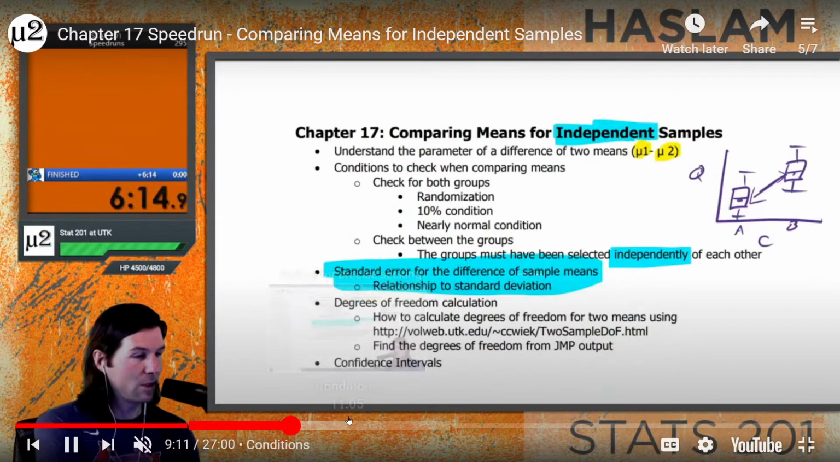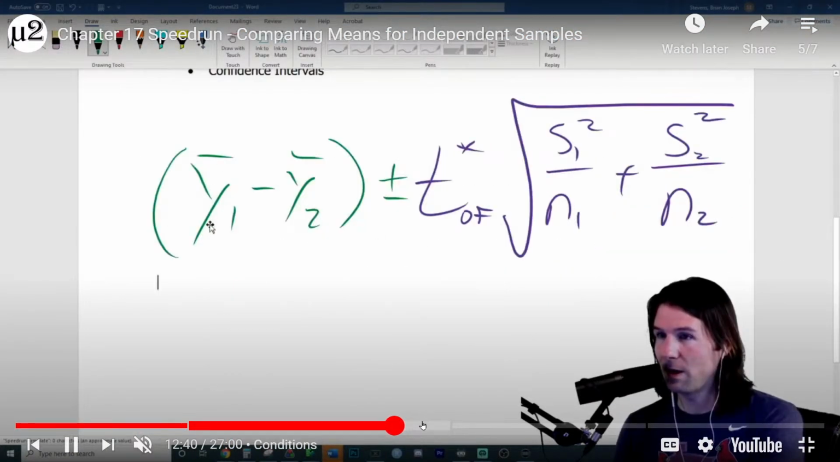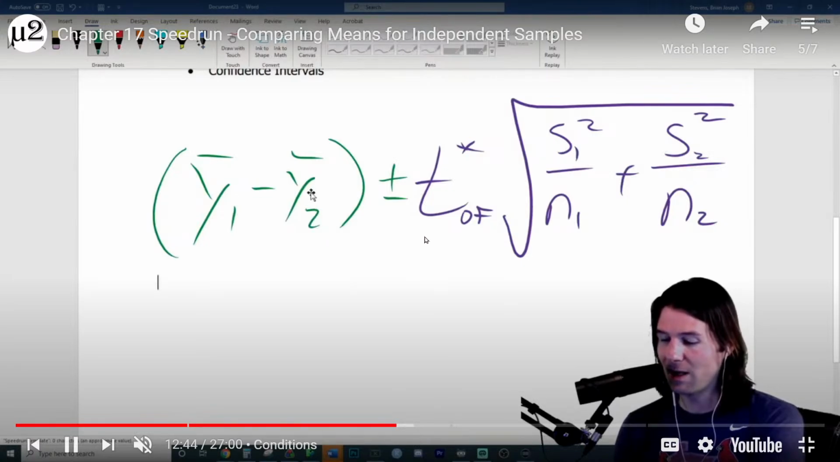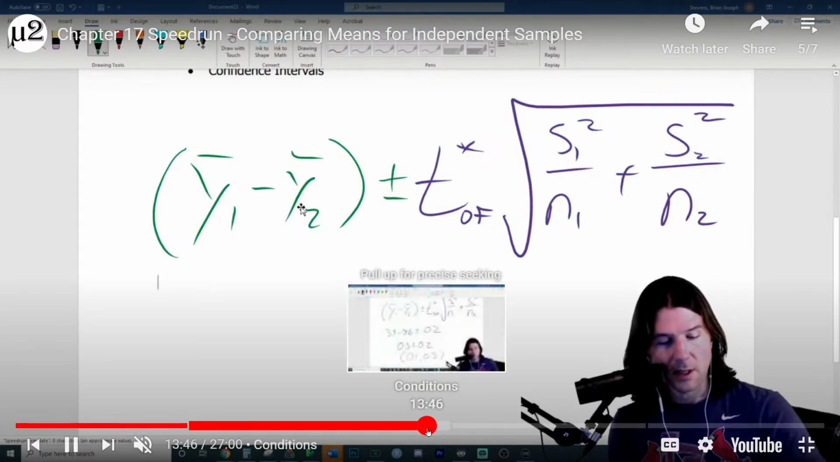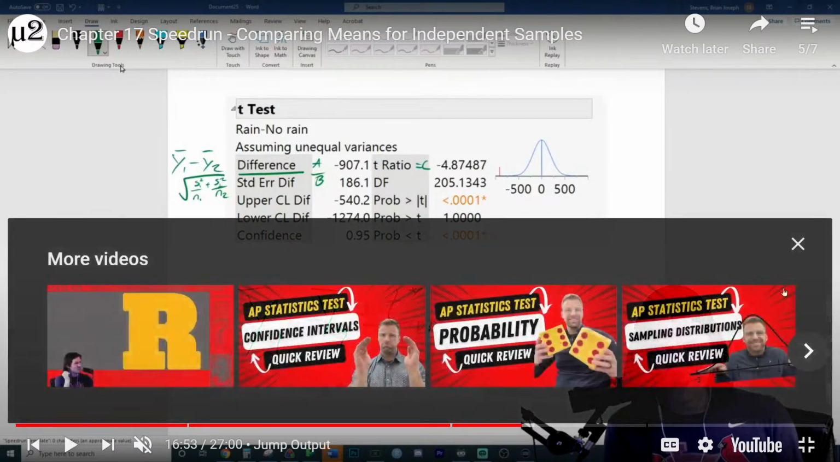There's the standard error, talking about that. Independent, there's the degrees of freedom. There's the difference. We're talking about confidence intervals here. The difference, the sample mean 1 minus sample mean 2. The t determines the confidence level. And yeah, going through here, talking about the JMP output, very important.